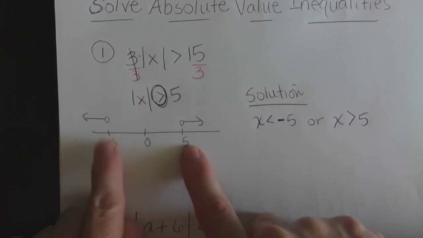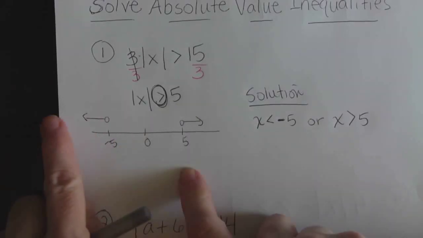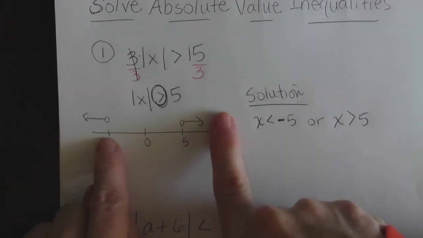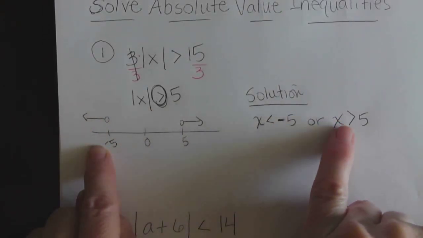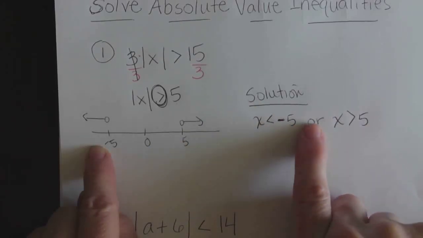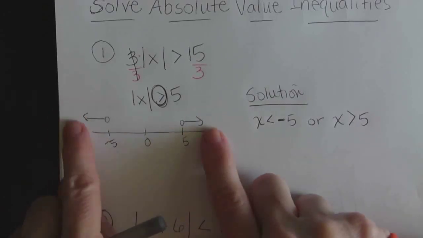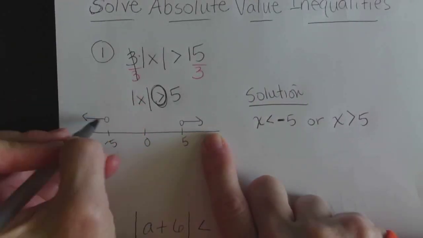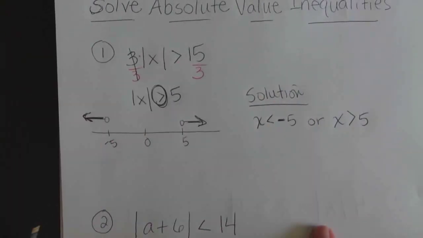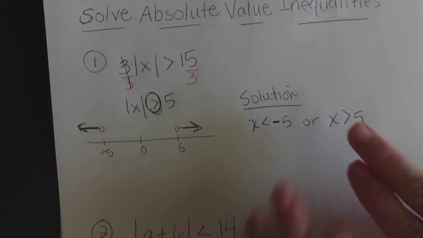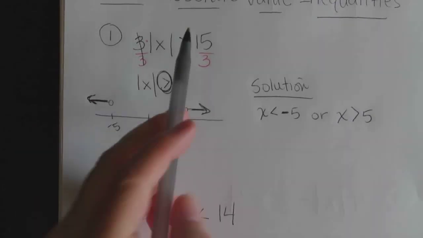So if you want numbers that are more than 5 away from 0, you have to deal with the 5 and the negative 5. Greater than the 5, but less than the negative 5. And we put or in between because you see how they go in opposite directions? You can't be 2 places at once. Your x values either have to be over here or they have to be over here. It's one or the other, and both are fine. So that's the solution. That's how easy that is. So hopefully that makes sense.